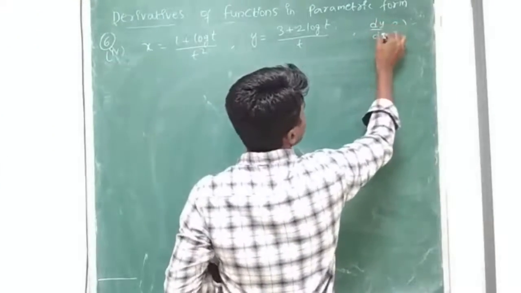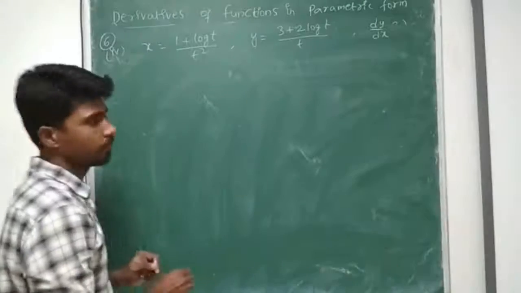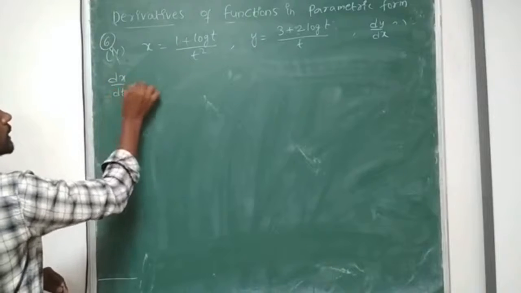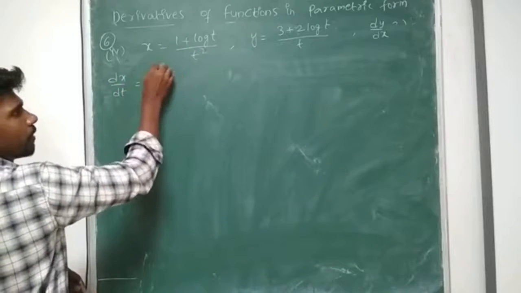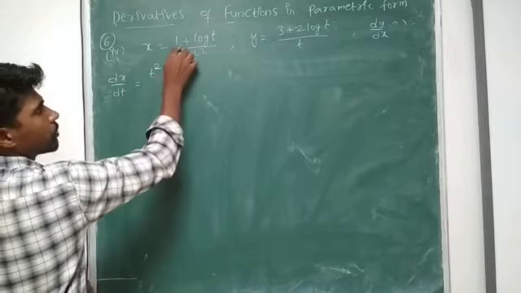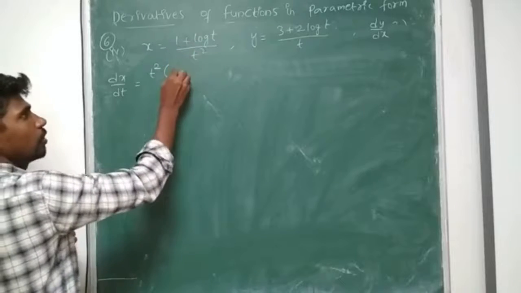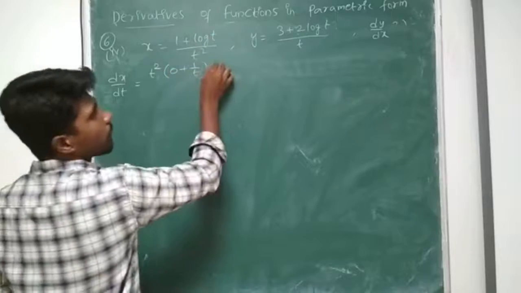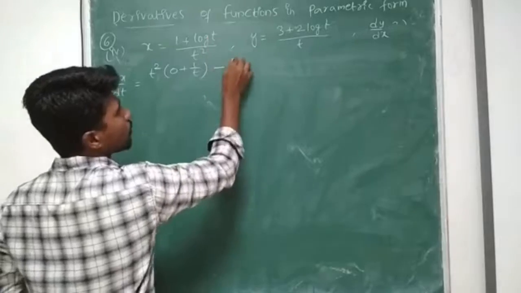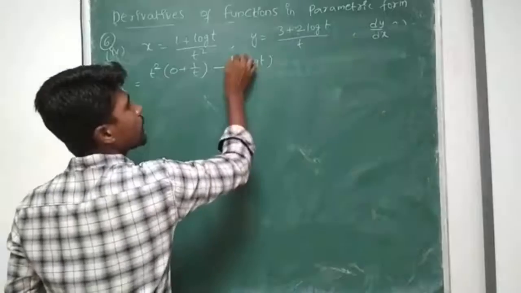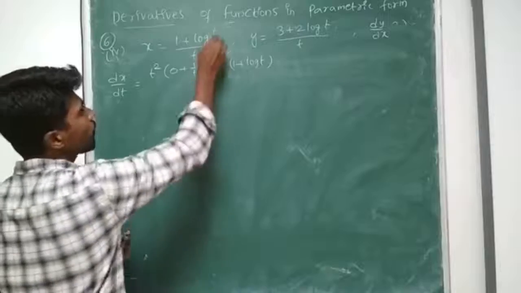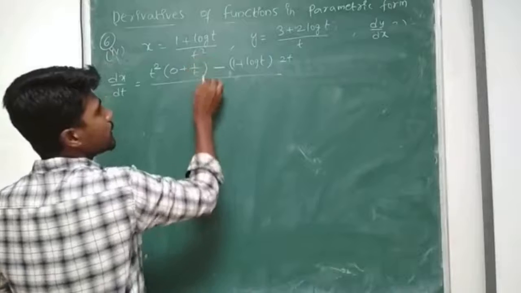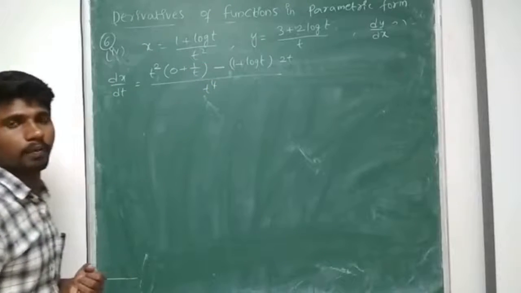Next, x equals 1 plus log t by t square, y equals 3 plus 2 log t by t. Find out dy by dx. So shall we move on to the procedure? Find out dx by dt, u by v form, v u dash. The differentiation of 1 with respect to t is 0. So 0 plus log t differentiation 1 by t, minus 1 plus log t into t square differentiation 2t, by t square whole square, nothing but t to the power 4.